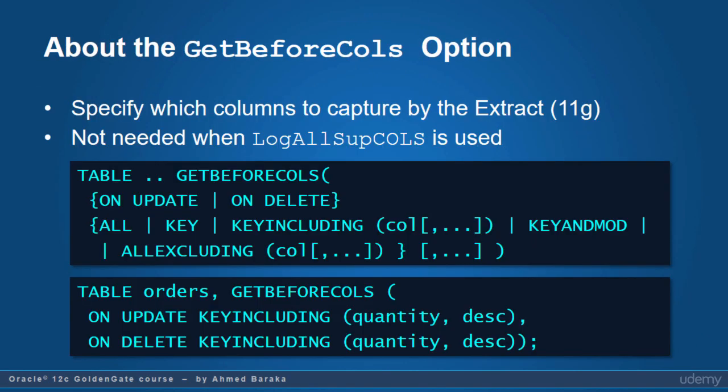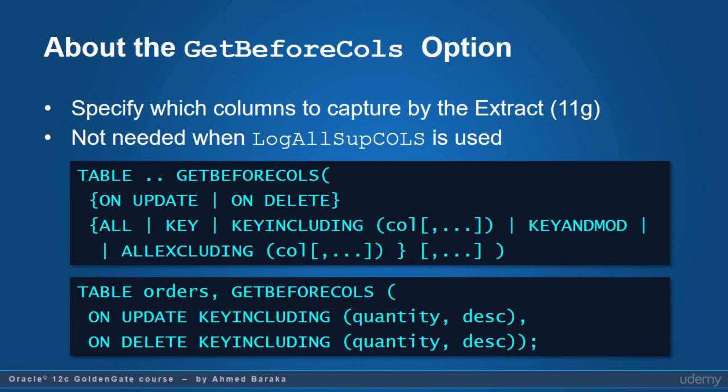GETBEFORECOLS is an option of the TABLE parameter used in the extract parameter file. This option is used in Oracle GoldenGate version 11g and older. You use it to specify the columns that you want the extract process to capture their before image values and save it in the trail files.